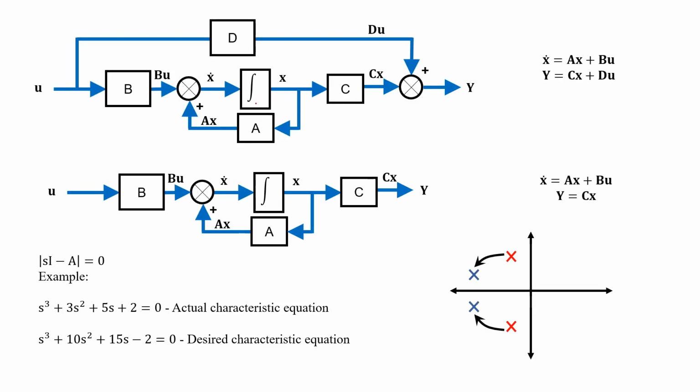In this video, we will discuss pole placement. So here in this figure, we are seeing the state space representation of a system. In terms of equations, state space representation can be like this: x dot is equal to Ax plus Bu, where x is the state vector and u here is the input.